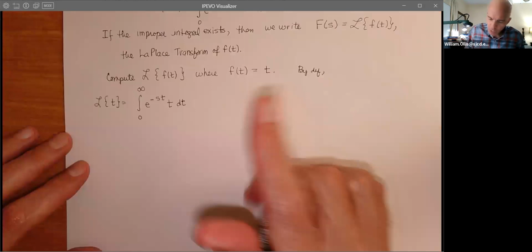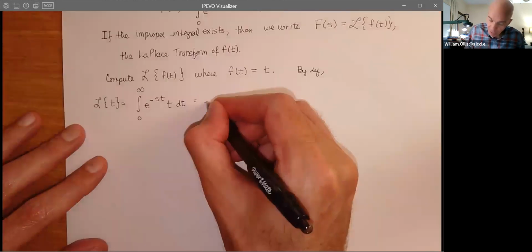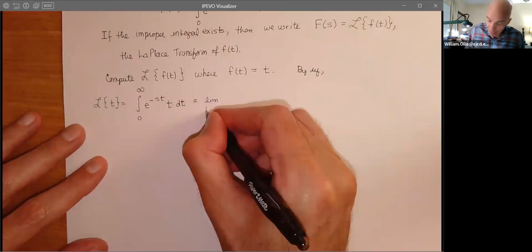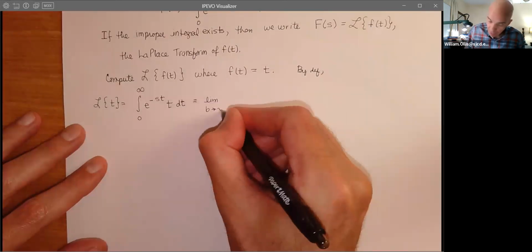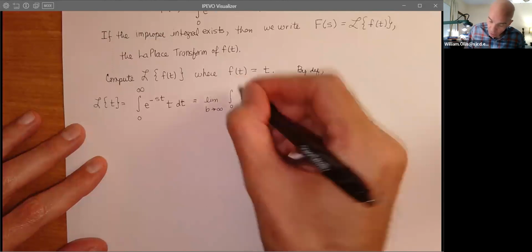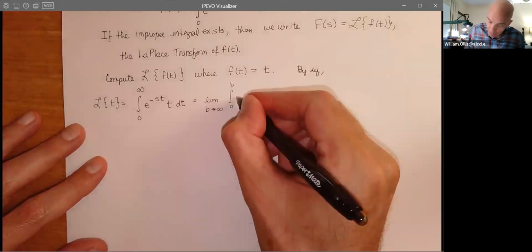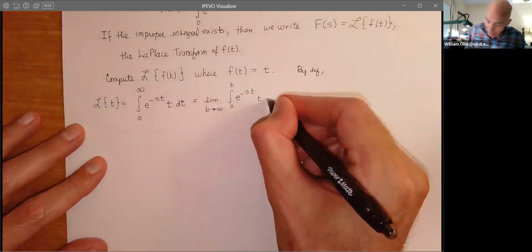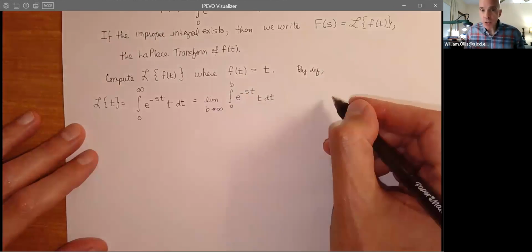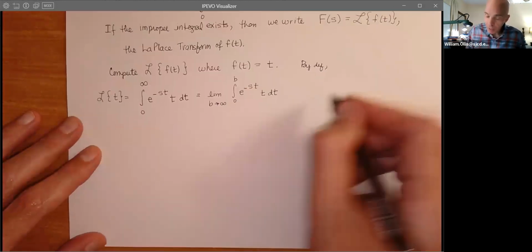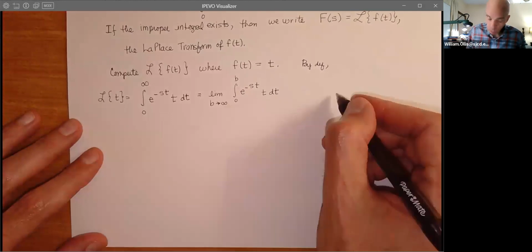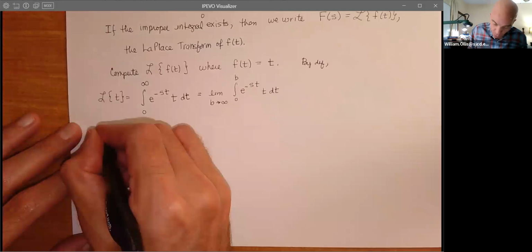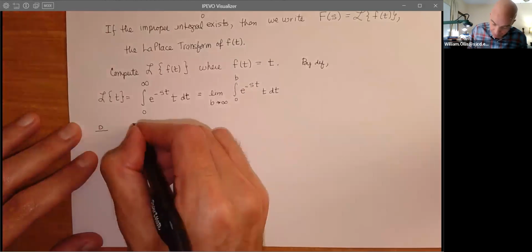So now first, what does this mean? This means the limit, in this case, as b passes to infinity, of the integral from 0 to b of e to the negative st times t dt. So all we need to do is get an antiderivative here, and we'll be done. So let's go ahead and do this the easy way. So this will be good practice. We'll do D and I.